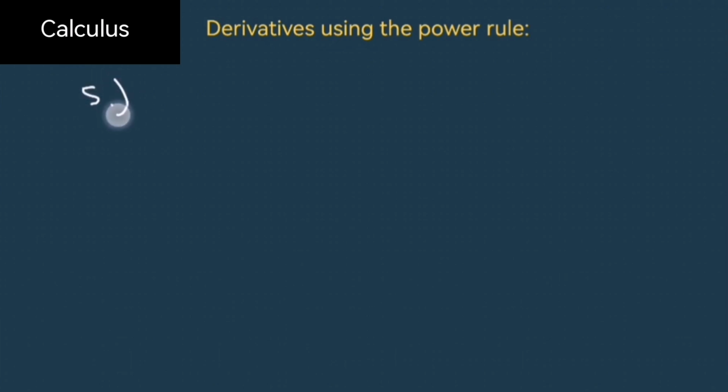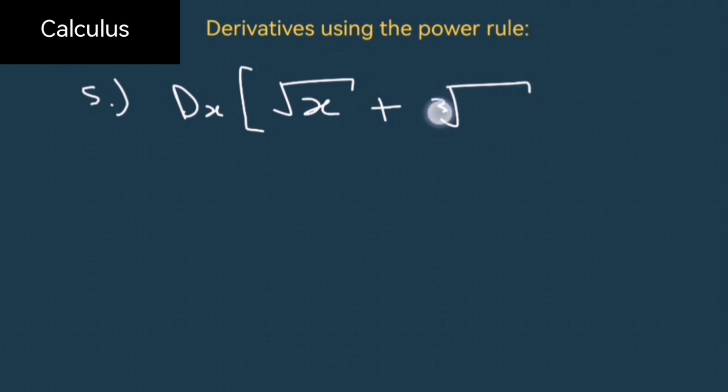Example number 5. Here I'm going to say find the derivative. So that's what the dx implies. It's an operator that tells us to find the derivative. So find the derivative of the expression the square root of x plus the cube root of x to the power of 4.